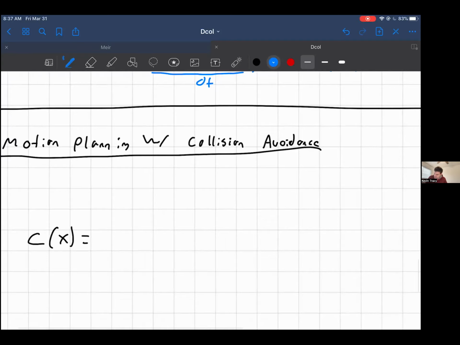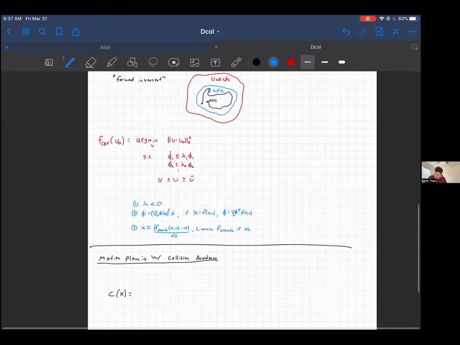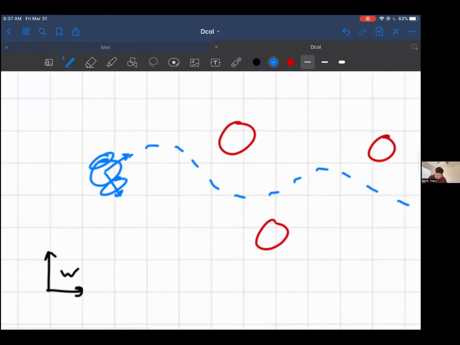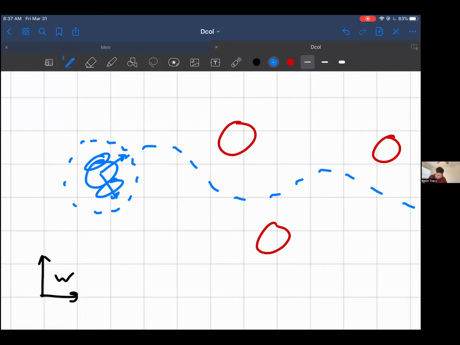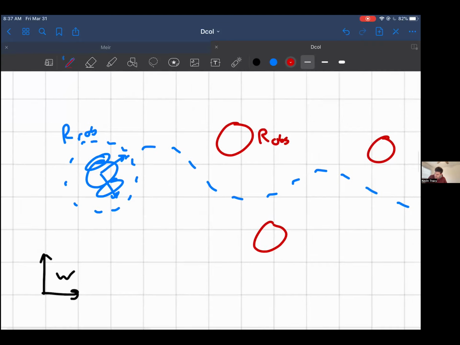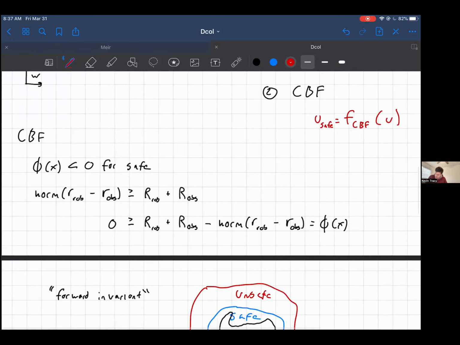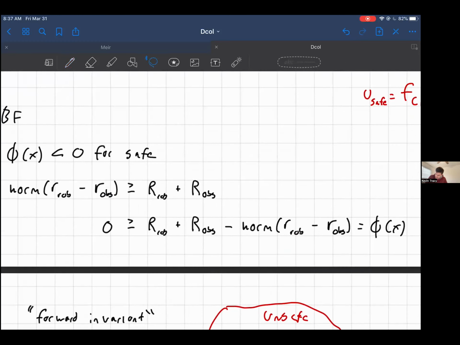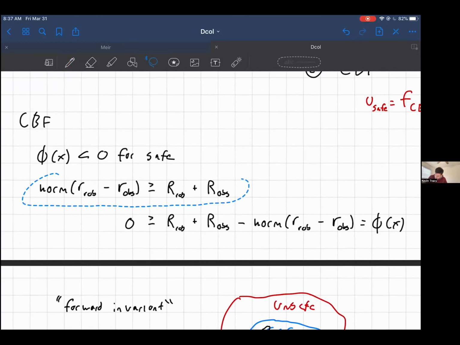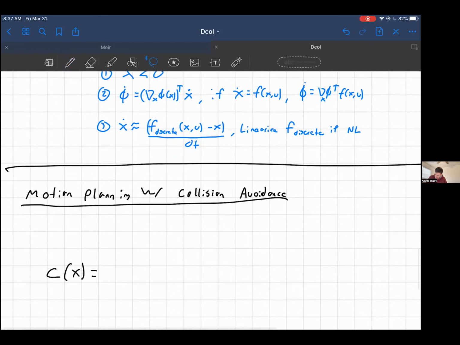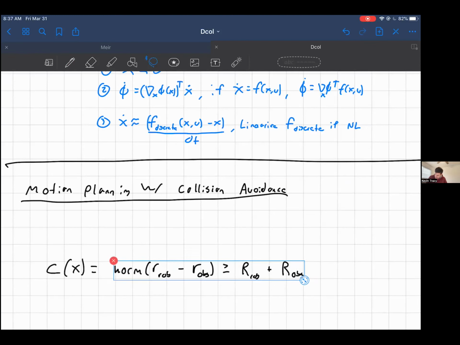This is kind of stuff I wrote earlier. I'll do right here, this is some R robot. And this thing right here, this is R obstacle. And you remember this constraint that I wrote down right here? This is the same thing. And I'll just do a little rearranging.